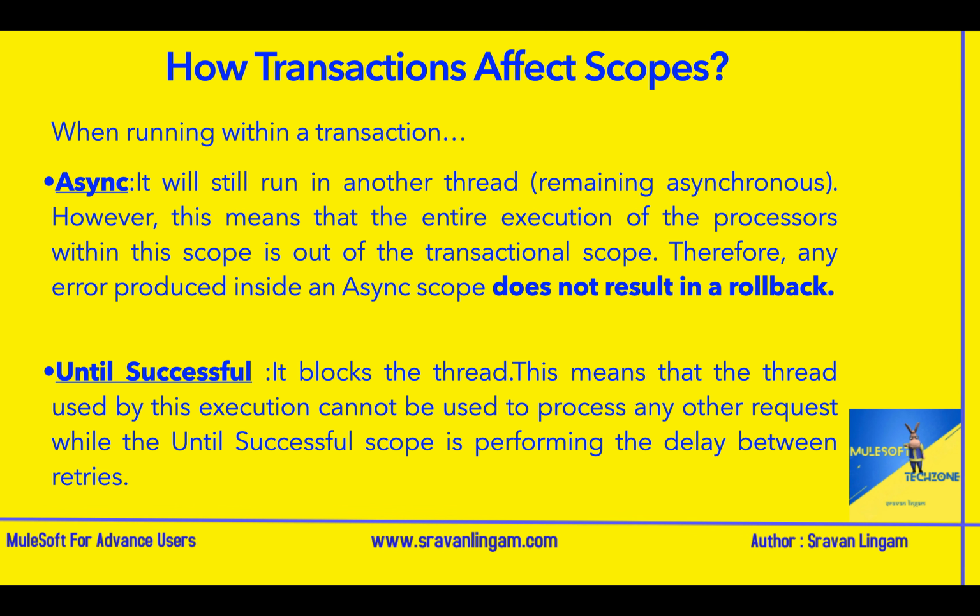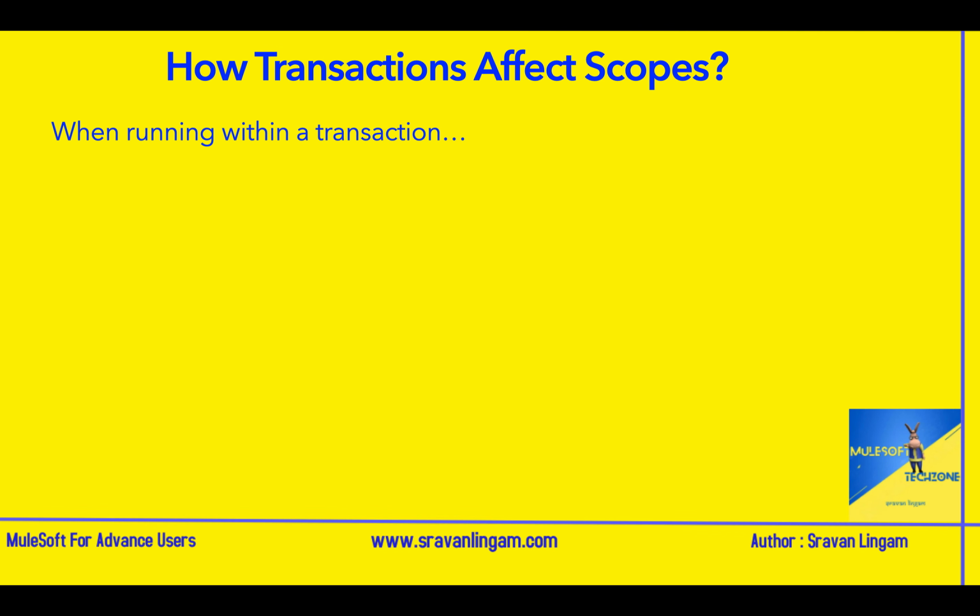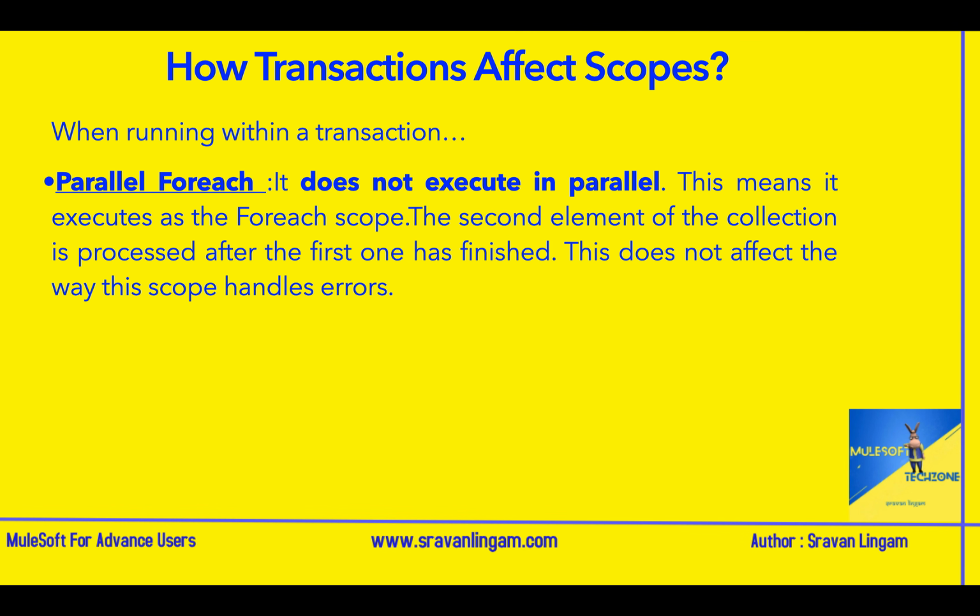What about until successful? Until successful will block the thread, and this means that the thread used by the execution cannot be used to process any other request while the until successful scope is performing the delay between the retries. When you are retrying, first attempt, second attempt, it will block the thread. It will not allow any other operation to perform. And parallel for each? It does not execute in parallel. If you are setting transactional scope for parallel for each, then this parallel for each will not execute in parallel. This means it executes like a for each scope.